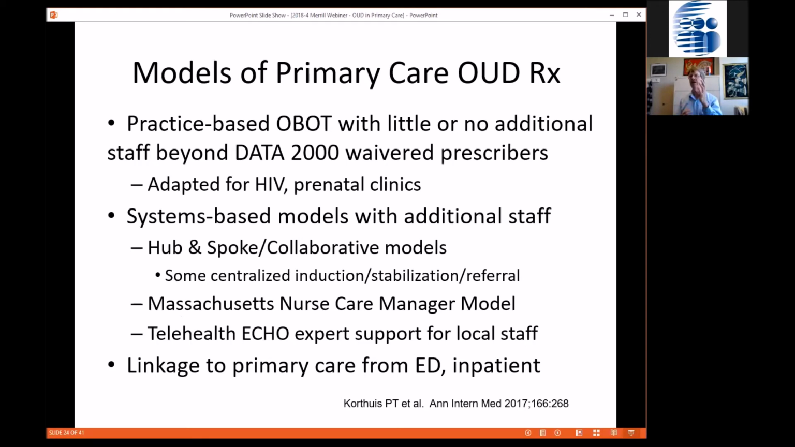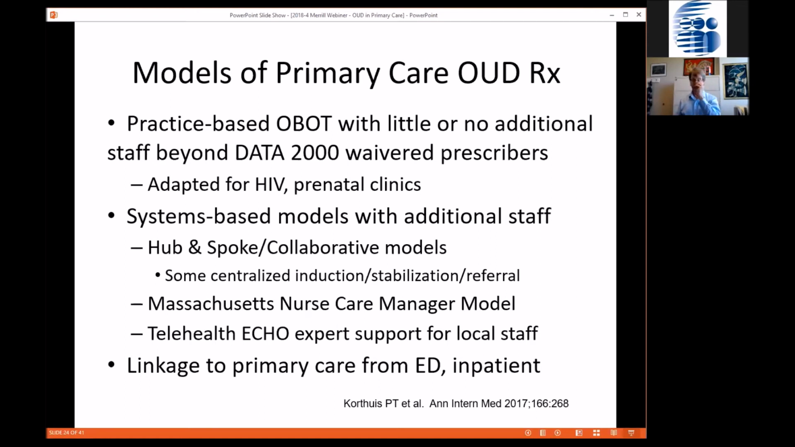This kind of model has been adapted and shown that you can treat patients in the HIV setting. Prenatal clinics can do it. It's just kind of hard to do a lot of patients. You could do some. And then there are more systems-based models, which have been shown to be able to treat a lot more patients. And really the common denominator of all these system-based models is you add staff. You need dedicated staff doing this.